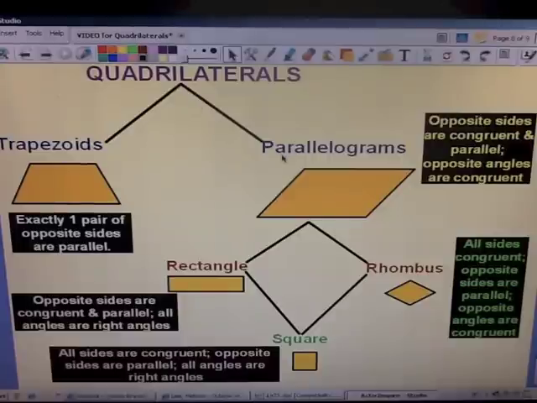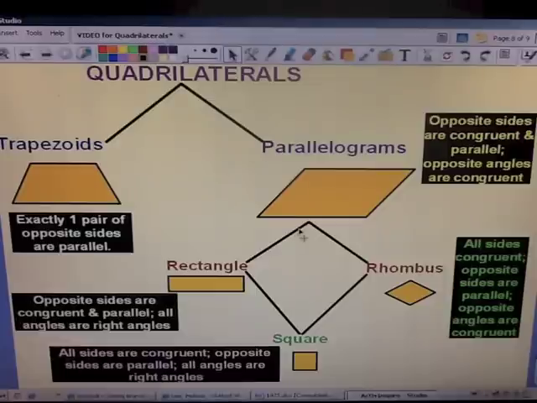Then you have the parallelograms. In a parallelogram, opposite sides are congruent and parallel, and opposite angles are congruent. A trapezoid cannot be a parallelogram, and a parallelogram cannot be a trapezoid because they don't have the same characteristics. The difference between the trapezoid and the parallelogram is that parallelograms have two pairs of sides that are parallel, instead of the trapezoid only having one pair. So let's go ahead and talk about the parallelogram side of the family.